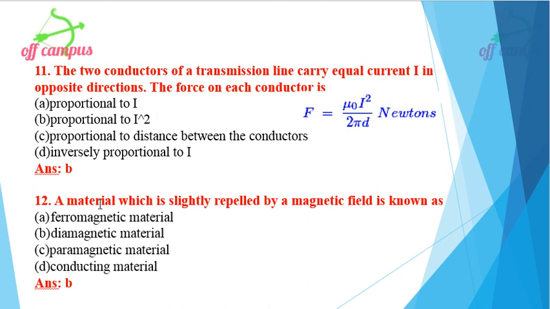Then, question number 12. A material which is slightly repelled by a magnetic field is known as a material which is slightly repelled. Okay, note this point: slightly repelled by a magnetic field is known as ferromagnetic, diamagnetic, paramagnetic, conducting material. Which one? Slightly repelled by a magnetic field is nothing but option B, diamagnetic material.